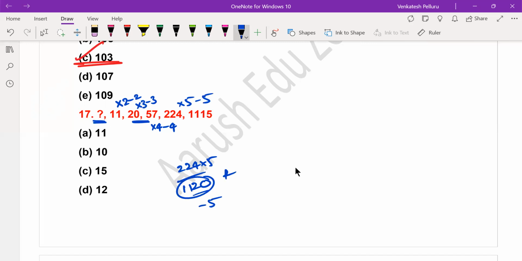Perfect, right? Hence into 2 minus 2, into 3 minus 3, into 4 minus 4, into 5 minus 5. So it is the previous value. Hence it has to be what?